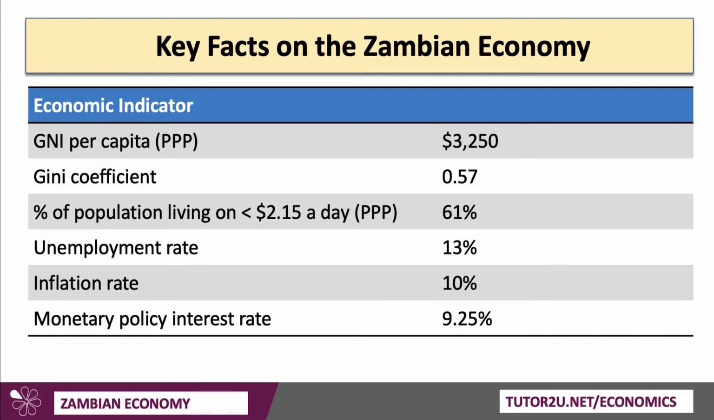Of course, with high inflation comes high interest rates. The Central Bank of Zambia has set policy interest rates at the moment at 9.25%.